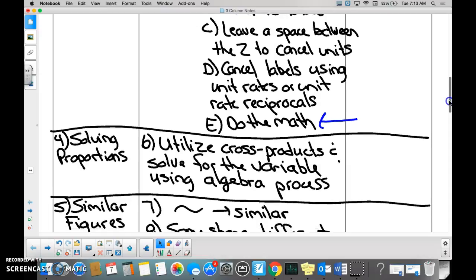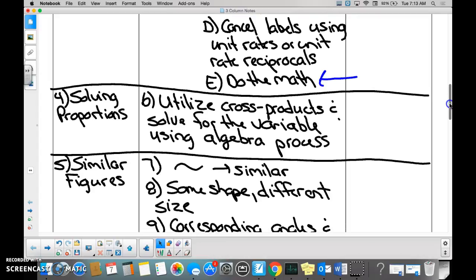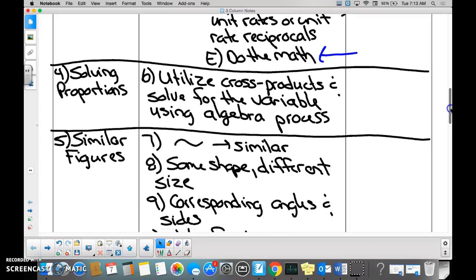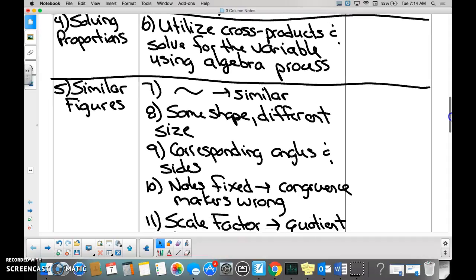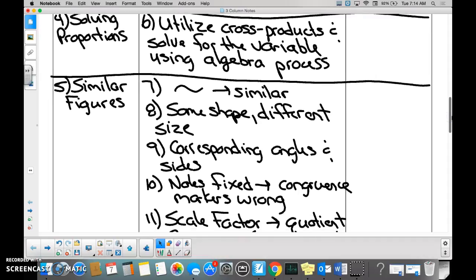Number 6, similar figures. I gave you a reminder on what a similar symbol looks like. Remember, they're the same shape, different size. You're dealing with corresponding angles and sides. So here are my 2 shapes. If you know they are similar, you know that corresponding sides and corresponding angles are going to be similar.